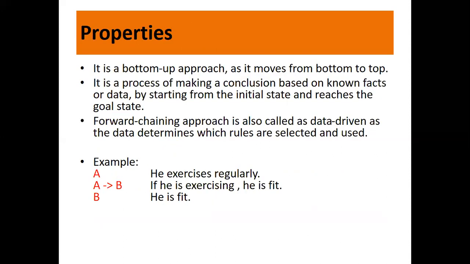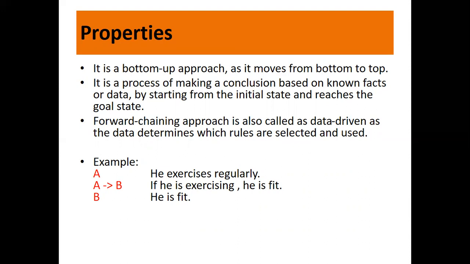Now, what are the properties of forward chaining? It's a bottom-up approach as it moves from bottom to top. Why? Because from the facts we are reaching the goal. It is a process of making a conclusion based on known facts or data by starting from an initial state and reaching the goal state. The forward chaining approach is also called data driven, as the data determines which rules are selected and used. So either data or facts are given and you need to decide which rules you need to use for it.